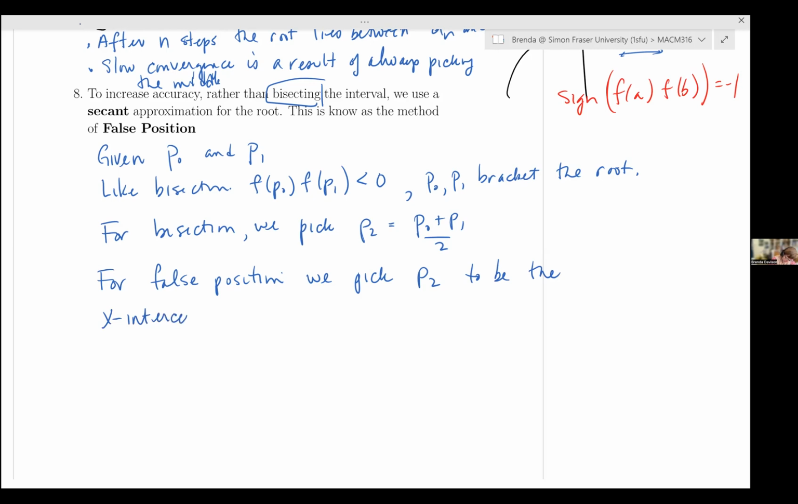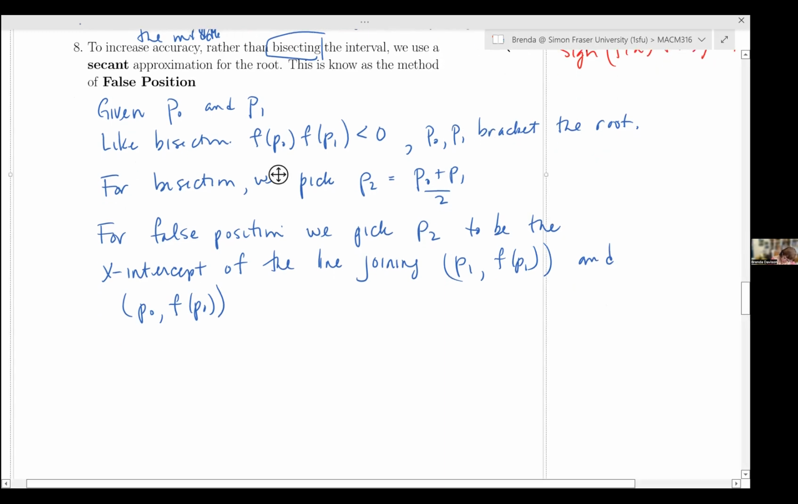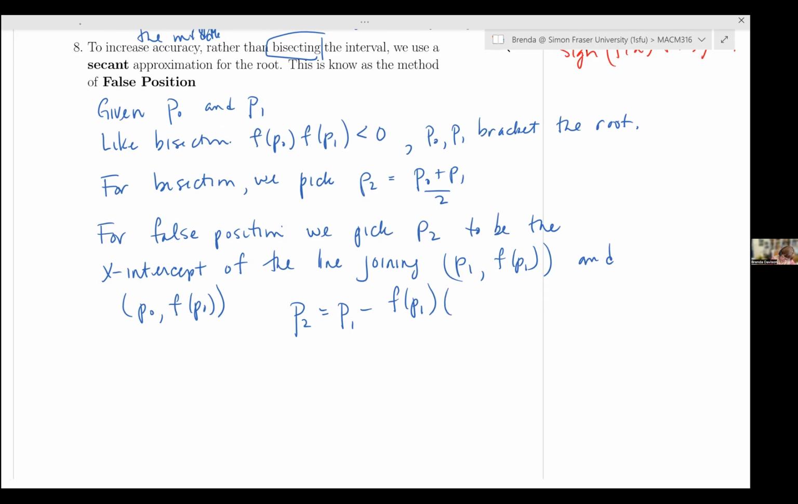x-intercept of the line joining P1, f of P1, and P0, f of P0. Okay, that looks like this then. P2, our next estimate of the root, is going to be P1 minus f at P1 times P1 minus P0 divided by f at P1 minus f at P0.